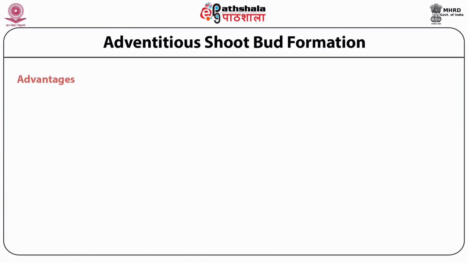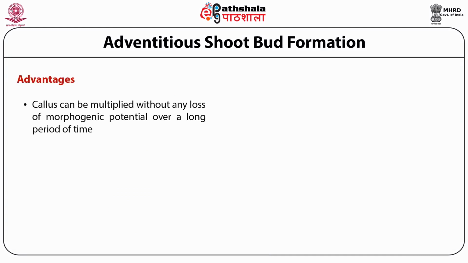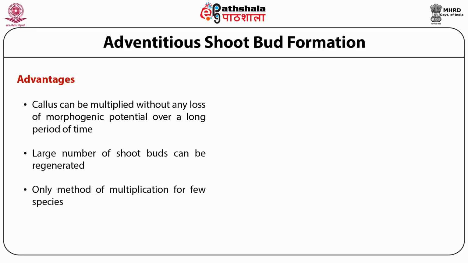Adventitious budding has its own advantages, as callus can be multiplied indefinitely. There is usually no loss of morphogenic potential, and you can use it for 3 years, 4 years kind of thing. A large number of shoot buds can be regenerated, and for many species this is the only method, say date palm. Now the disadvantage is that the clonal uniformity many a times is questionable, which of course you can convert into your advantage if you want to induce variability. And in that case, you also add mutagens into the media so as to produce variability in those plants.